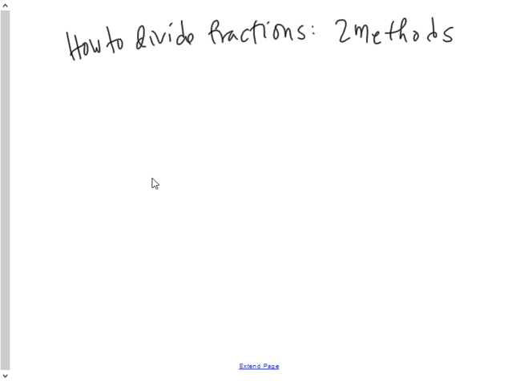Okay, 6.5 in your textbook is on division of fractions. In last class, we talked about two methods to find the answer to a division. So what we're going to do is start with an example. The example that we use in your textbook is 4/5 divided by 3/10.